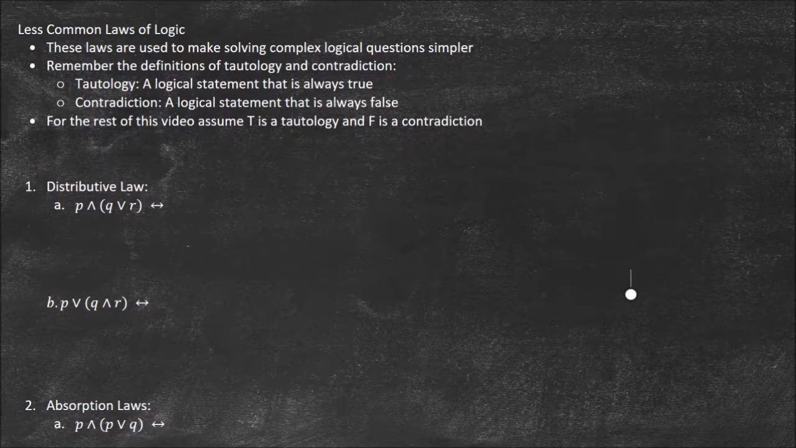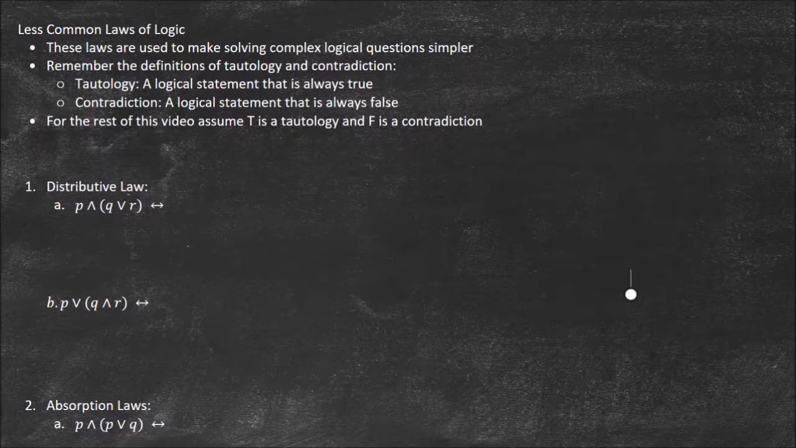We're going to talk about some of the less common laws of logic. So again, the logic laws are used to make complex logical equations a lot simpler. For this video, T is going to be a tautology and F is going to be a contradiction. Quick definitions: a tautology is a logical statement that's always true, whereas a contradiction is a logical statement that's always false. So those are good things to know.